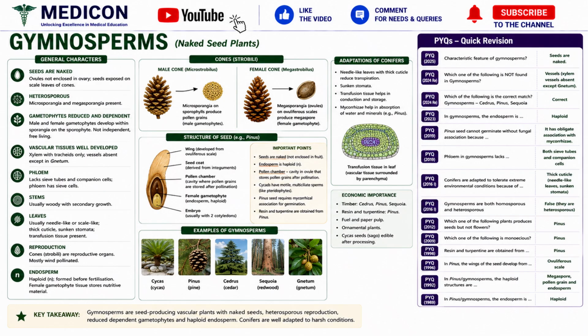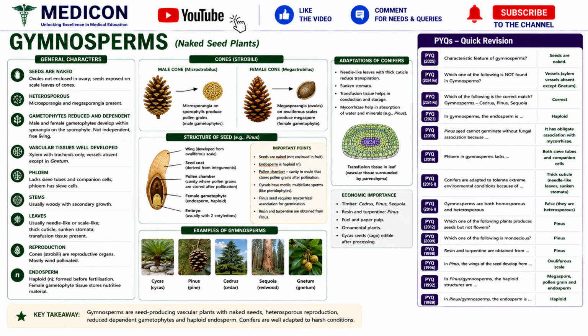The gymnosperms. So this is the revision slide for the gymnosperms. You can see here the male cone has been shown in the diagram. The male cone is also called microstrobilus. There are many microsporangia on the sporophylls producing pollen grains, that is male gametophytes. The female cone is called megastrobilus. Ovules on ovuliferous scales produce megaspores, the female gametophyte.